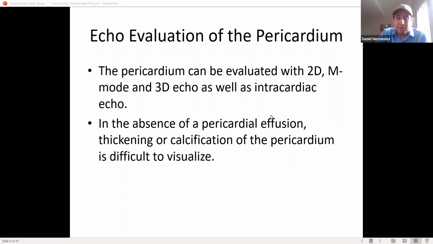The absence of a pericardial effusion makes visualization of the pericardium much more difficult. So in the absence of a pericardial effusion, in a patient with pericarditis, you'll see a thickening or calcifications of the pericardium, but this can potentially be difficult to visualize. So just remember that if that pericardial effusion is absent, visualizing that pericardium can sometimes be difficult unless it's overtly thickened and calcified, and you can really tell.